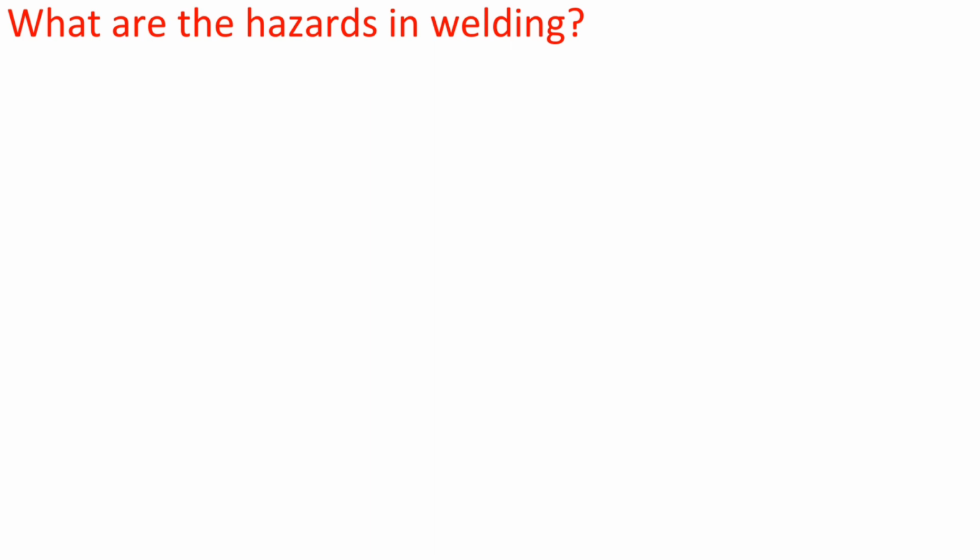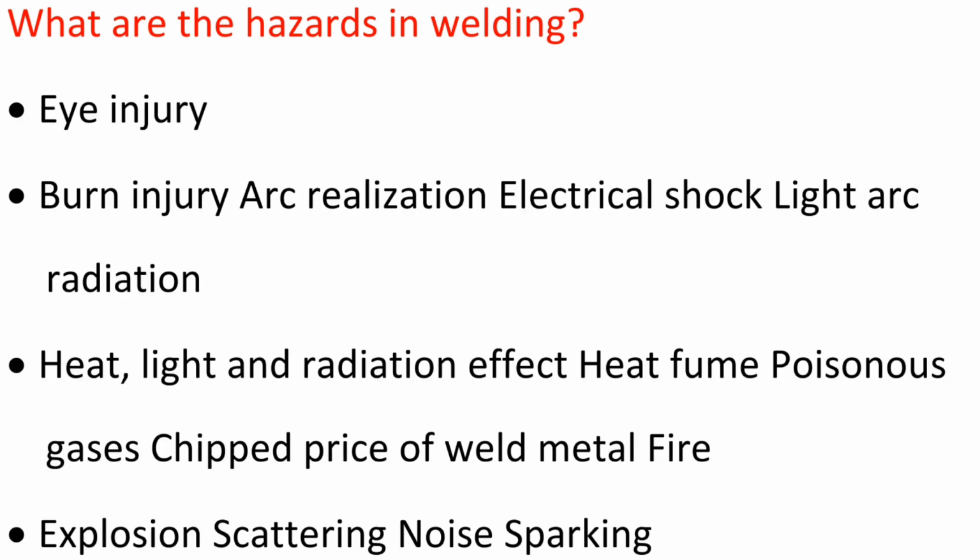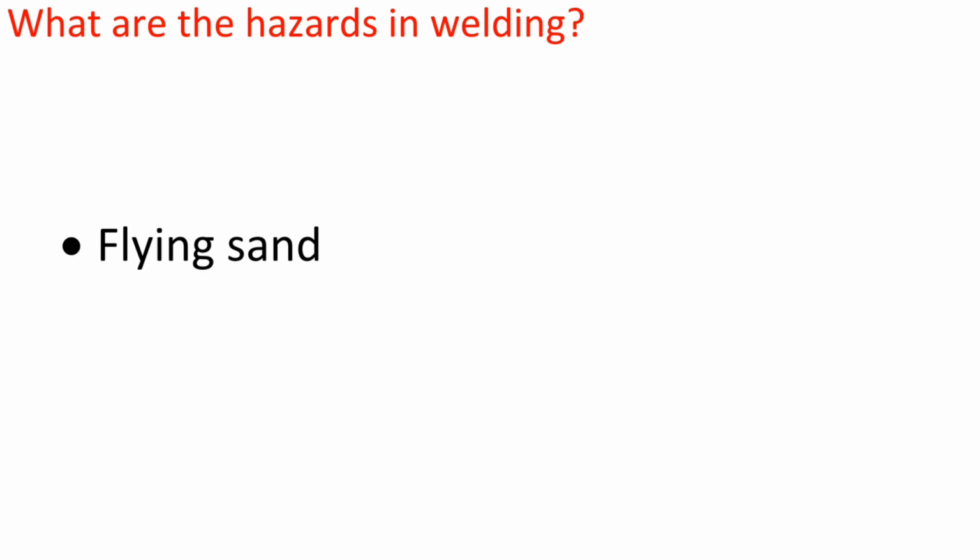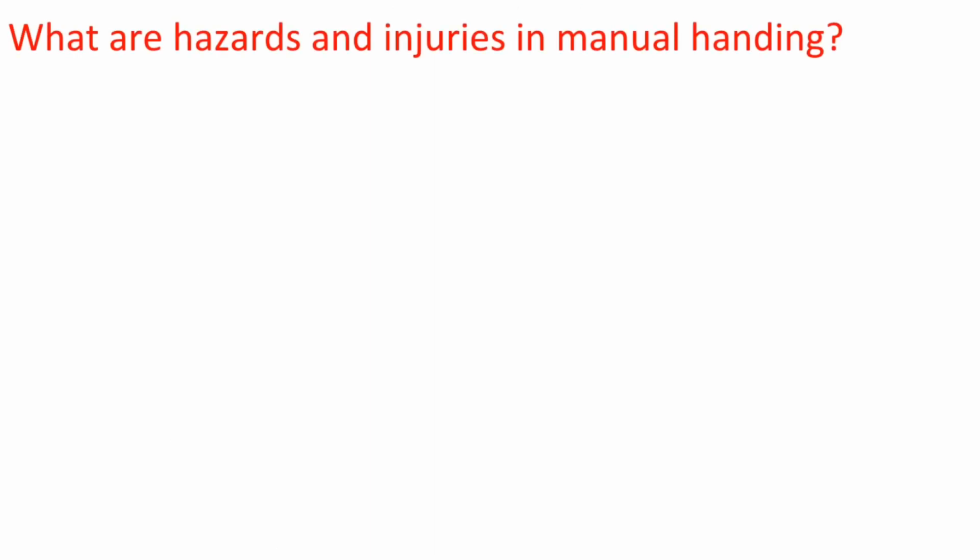Question. What are the hazards in welding? Answers. Eye injury, burn injury, arc radiation, electrical shock, light arc radiation. Heat, light and radiation effect, heat, fume, poisonous gases, chipped pieces of weld, metal fire. Explosion, scattering, noise, sparking, flying sand.